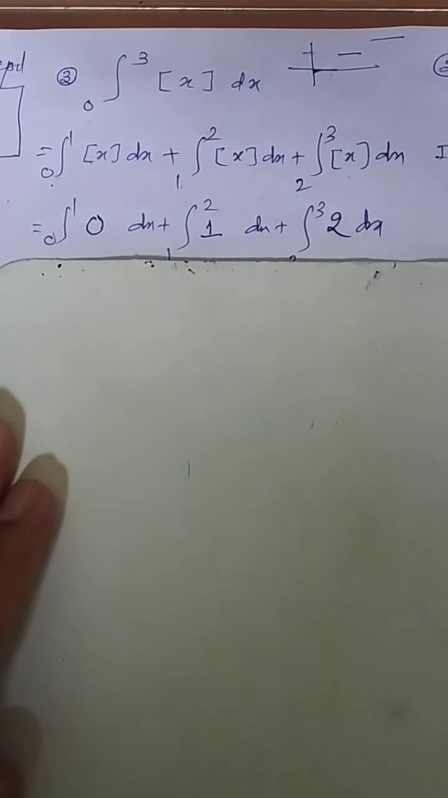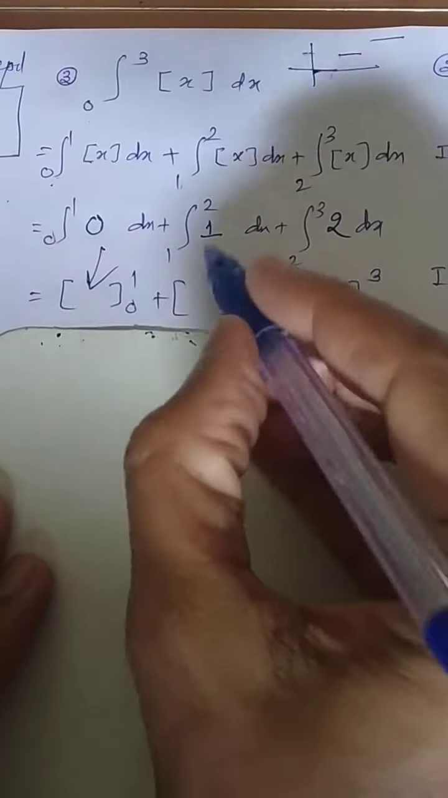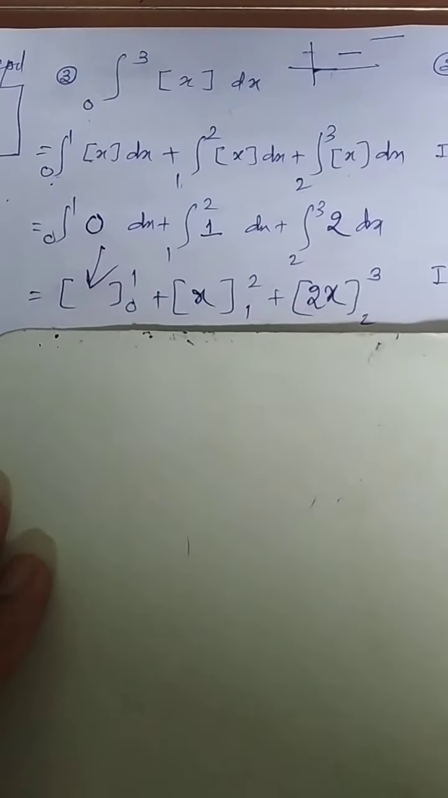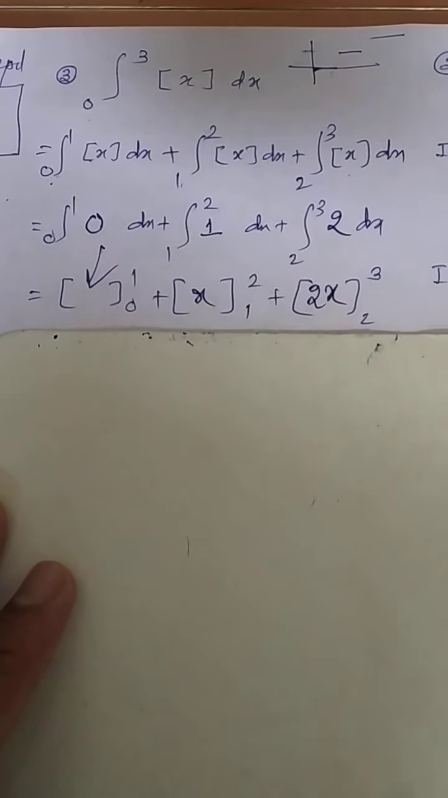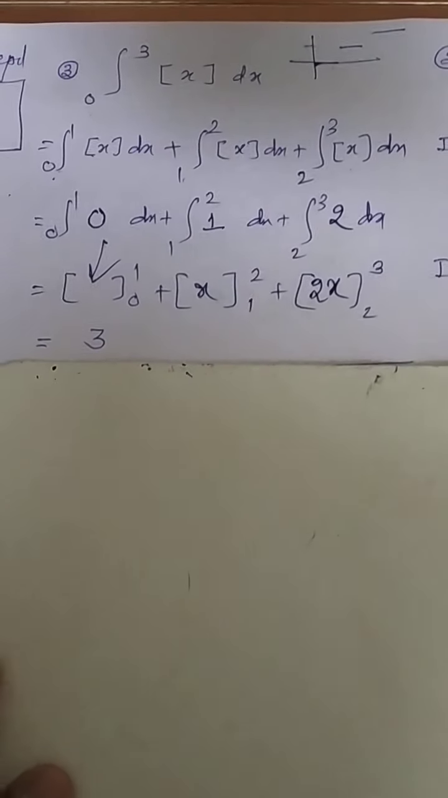Now this is a simpler question. The integration of this will anyhow be 0 only. This is 1, which you can write over here, and this will be nothing but 2x. Put upper limit and lower limit. Again I am just waiting here. Simplify. The answer of the question is 3. Next.